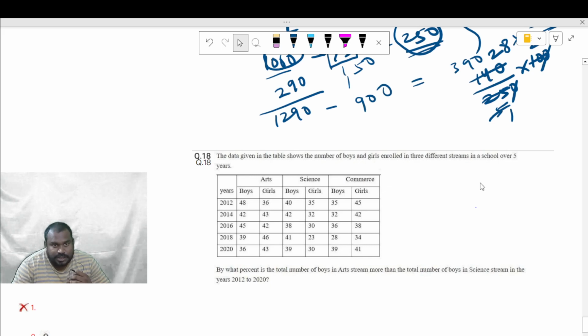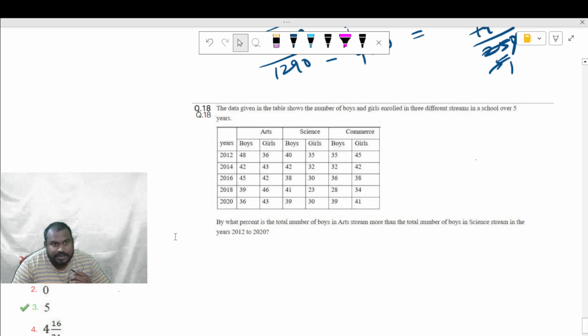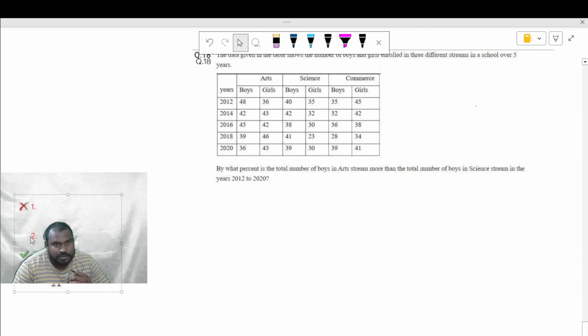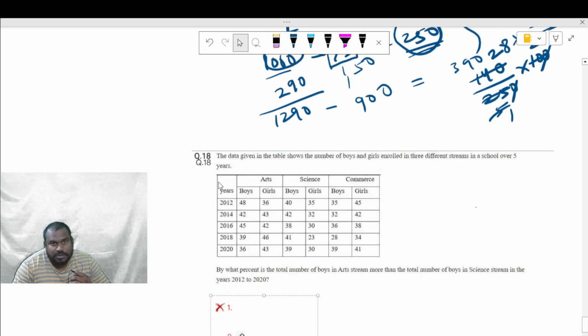See here, the data given in the table shows the number of boys and girls enrolled in three different streams in a school over 5 years. Three different streams, 5 years of boys and girls data: arts, science, and commerce streams. So, by what percent is the number of boys in arts stream more than the total number of boys in science stream in the years 12 to 20?